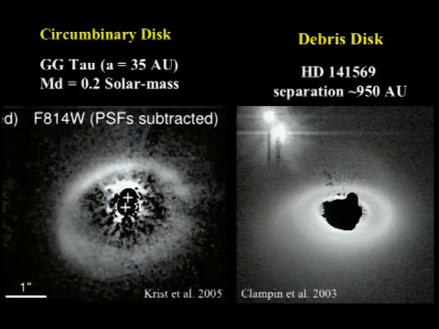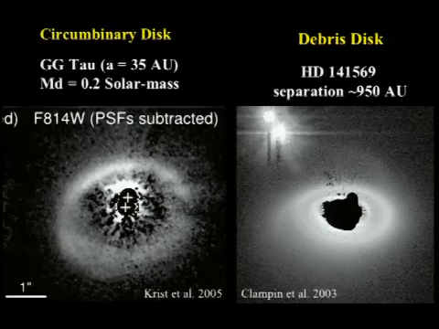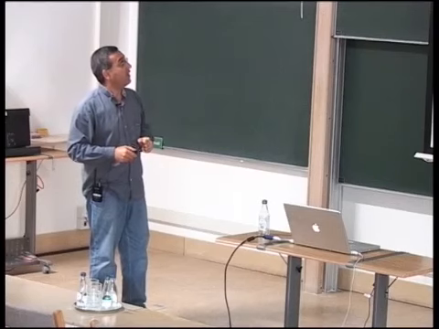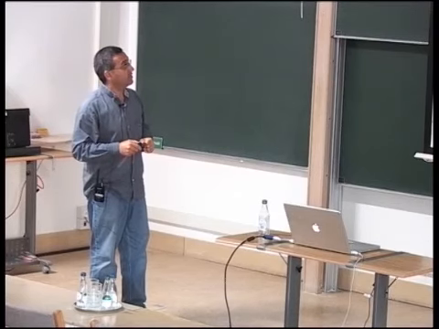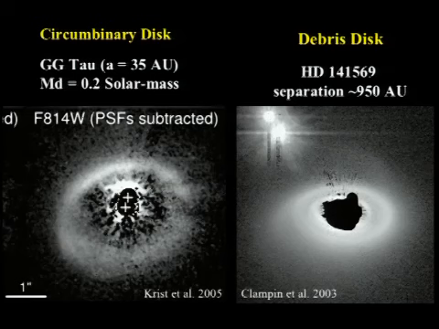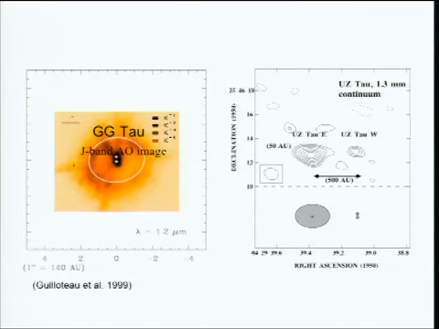Well, right after that discovery, observers went back and looked at different stars, and they found a lot of evidence of planet-forming regions in and around binaries. I'm going to just show you a few of them. This is GG Tau with a separation of 35 AU with a circumbinary disk. This is another one, 1415-69. The separation here is 950 AU. There is a disk around one of the components.